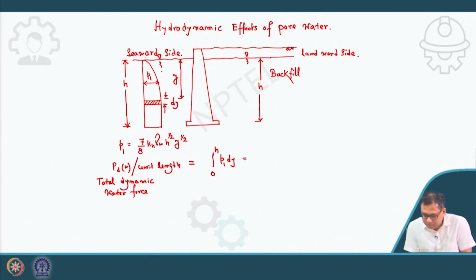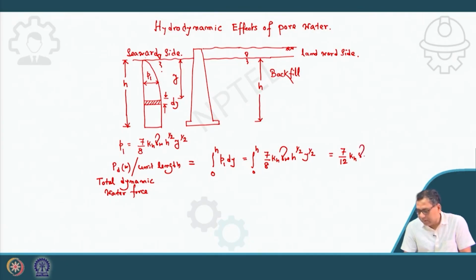So, if I now put the value, this will be 0 to h, P1 is 7 by 8 kh gamma w h to the power half y to the power half. And if I integrate that and put this limit, then I will finally get the value 7 by 12 kh gamma w h square. So, this is the total dynamic force due to water acting on the wall on the seaward side, okay, not on the backfill side. If the water is on the free side, not within the backfill. Clear?